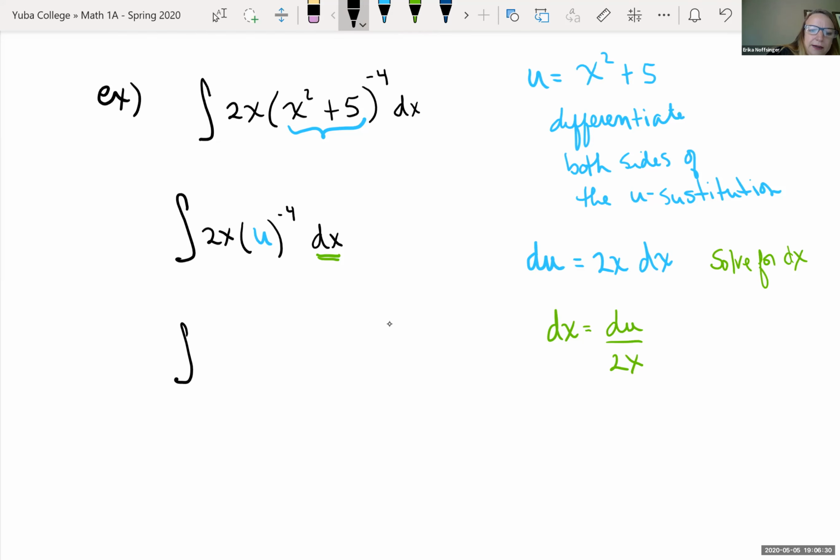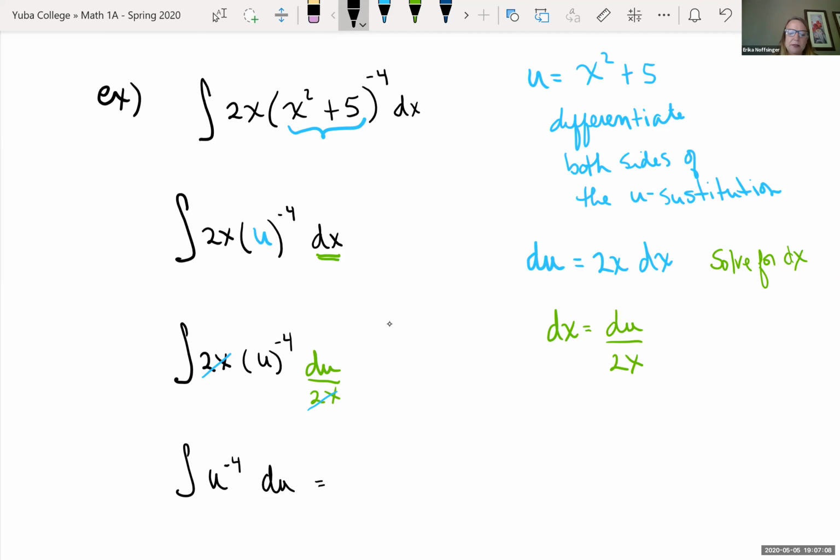So going back in, let's rewrite dx in terms of du. We have 2x, we have u all raised to the -4 power, and then instead of dx, we're rewriting it as du all over 2x. So I can simplify this because we have a 2x in the numerator and denominator. And so now we're just integrating u to the negative 4th power du.